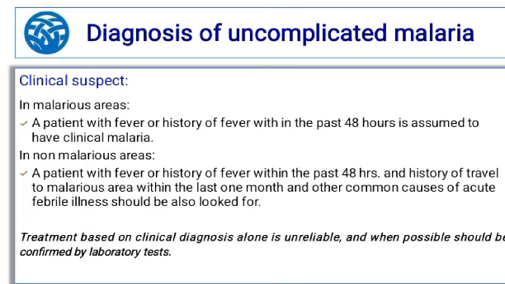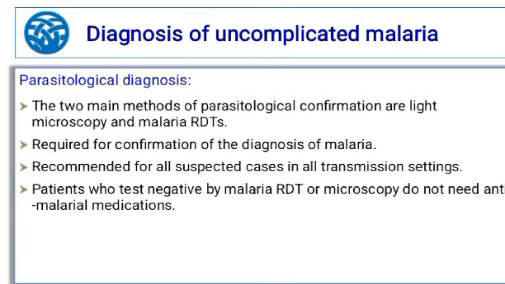Treatment based on clinical diagnosis alone is unreliable and, when possible, should be confirmed by laboratory test. Diagnosis of uncomplicated malaria: parasitological diagnosis. The two main methods of parasitological confirmation are light microscopy and malaria RDTs. Required for confirmation of diagnosis of malaria. Recommended for all suspected cases in all transmission settings.